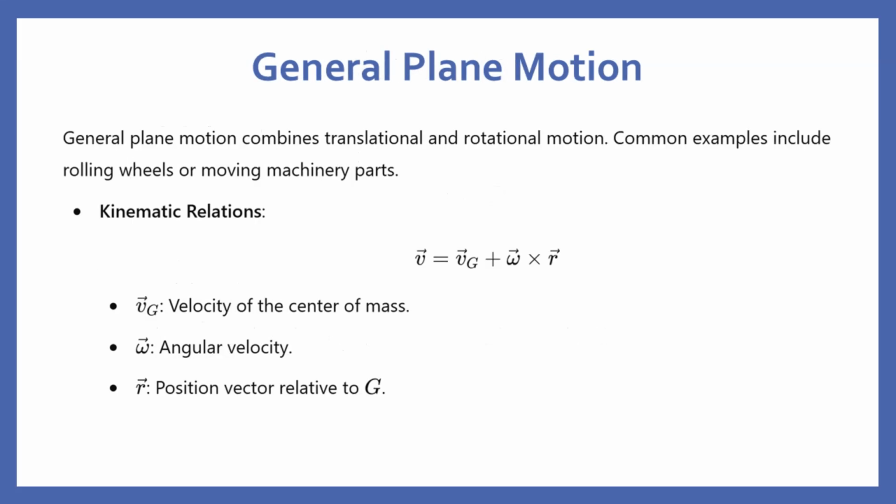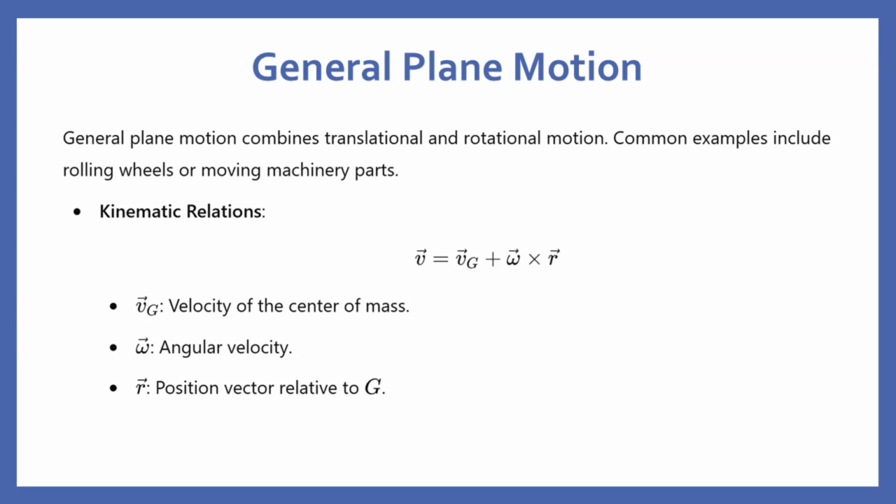Let's discuss general plane motion. This motion combines translational and rotational movement. An example is a rolling wheel, where every point on the wheel follows a circular path while the wheel itself translates forward. Key kinematic relations describe this motion, such as the velocity of a point on a rotating body.